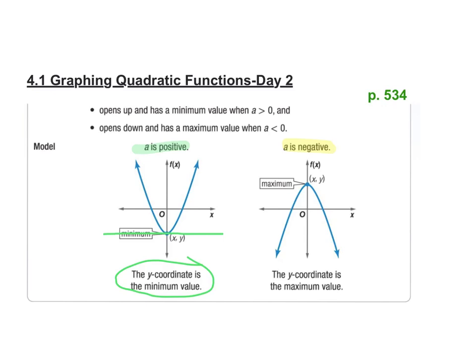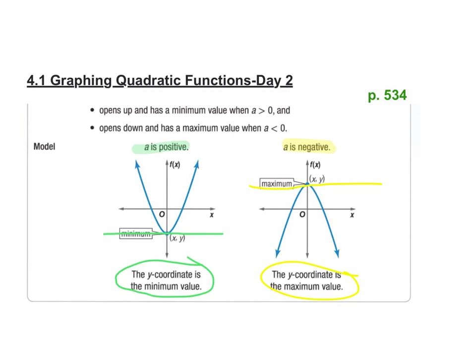Okay? When A is negative, we have a point that's at its peak, and everything below that is smaller than it. So what I end up with is having a maximum value there, and again, the y-coordinate of the vertex is going to be the maximum value. So you can think about it in a couple different ways. If the parabola opens up, the vertex is the bottom or lowest point. When the parabola opens down, the vertex is the highest or maximum value for that function.